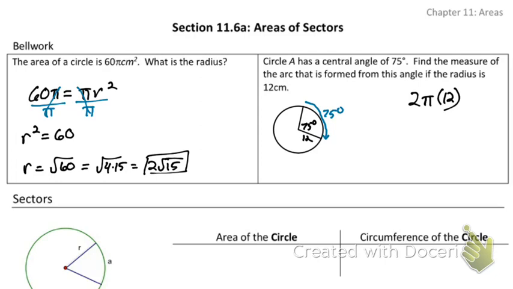So we would then do 75 divided by 360. And that should come out to 5 pi, right? Yep. So the correct answer was 5 pi. And I should really have 5 pi centimeters because it was centimeters.